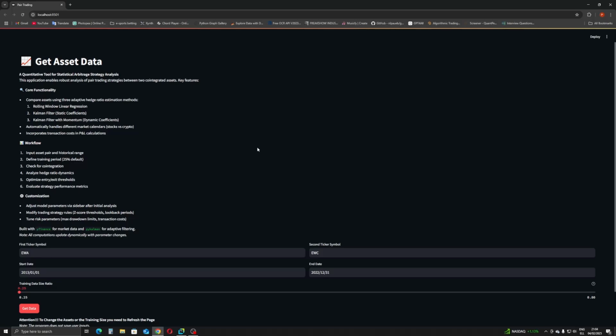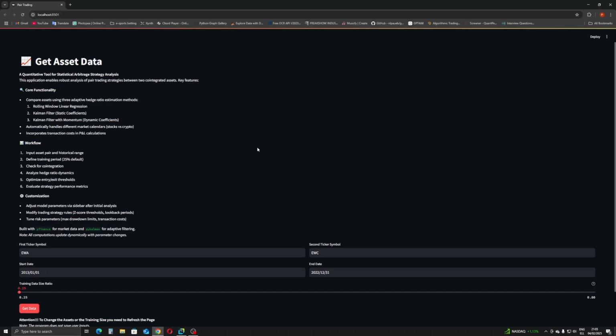Hello people, this is a tutorial for a Streamlit app that I made for pair trading analysis. Now, in short, in pair trading analysis, we try to find two assets that are co-integrated and so their prices tend to stay together. Upon divergence, the undervalued asset is bought long, the overvalued is sold short, and when the prices revert back to their historical equilibrium, the trade is closed and we realize our profit.